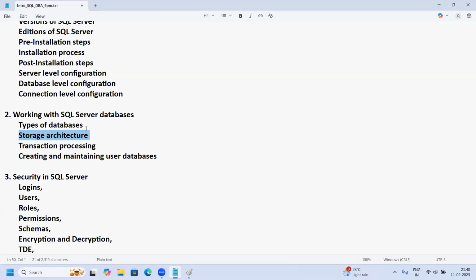Anything else? The logical architecture I will discuss probably in the next two to three sessions. The physical structure, you have to wait until I get to the SQL Server databases module. Okay, anything else?